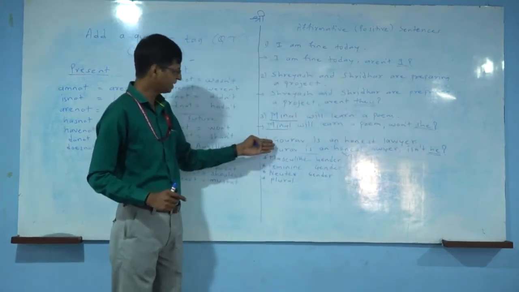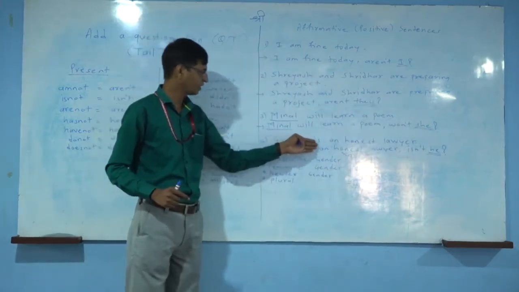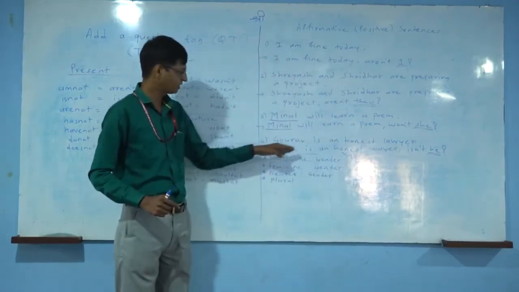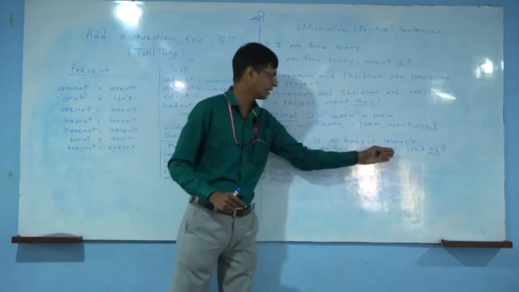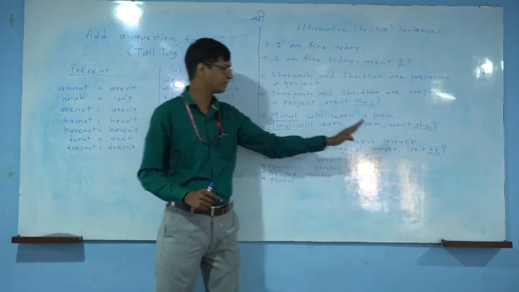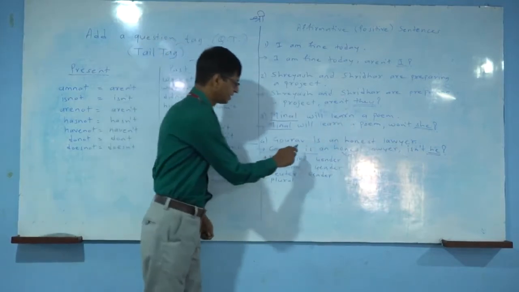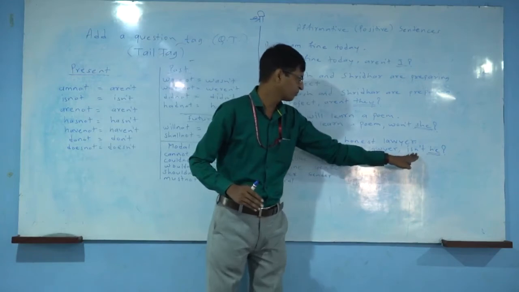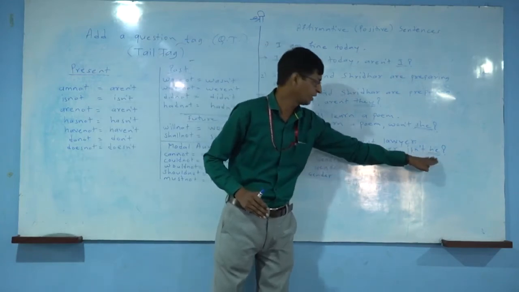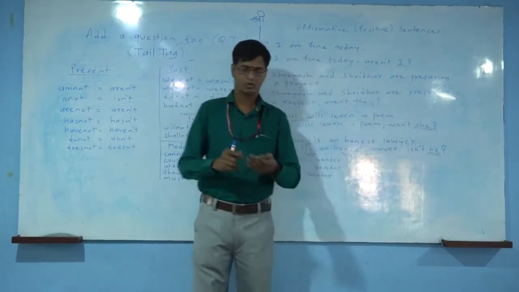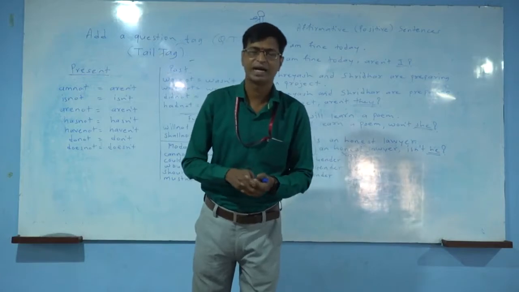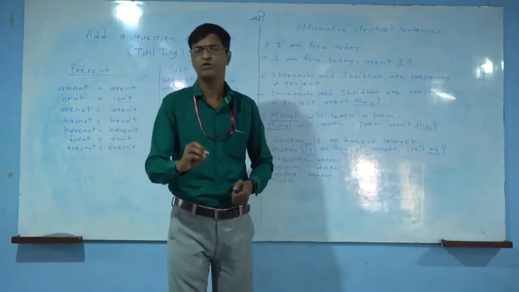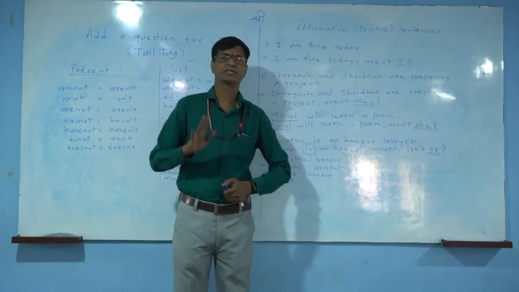And number four sentence: Gaurav is an honest lawyer. As it is in the answer we have written it, and here is is an auxiliary verb. So isn't he. I would like to tell you one more time that if the sentence is affirmative, if the sentence is positive, we are writing negative sentences.